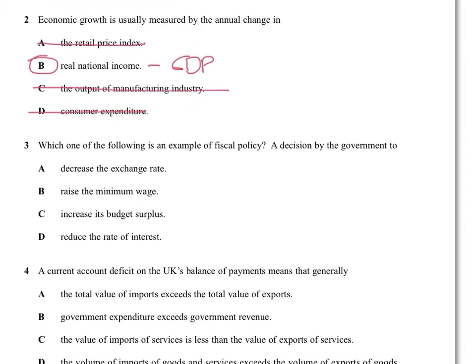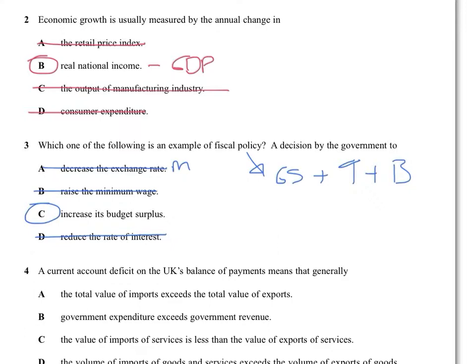Moving on to 3. Which of the following is an example of fiscal policy? Now, again, we absolutely love this question because we can cross off this first one straight away because we know that's monetary policy. We can put big M. Raising the minimum wage, we know that's irrelevant and it's got nothing to do with any sort of policies, so we cross that out. An increase in the budget surplus, we know that's right, because fiscal policy is to do with government spending, taxation, or borrowing. So an increase in budget surplus means the government must be spending less. So anyway, that's definitely the right answer. D, it can't be because that is monetary policy.